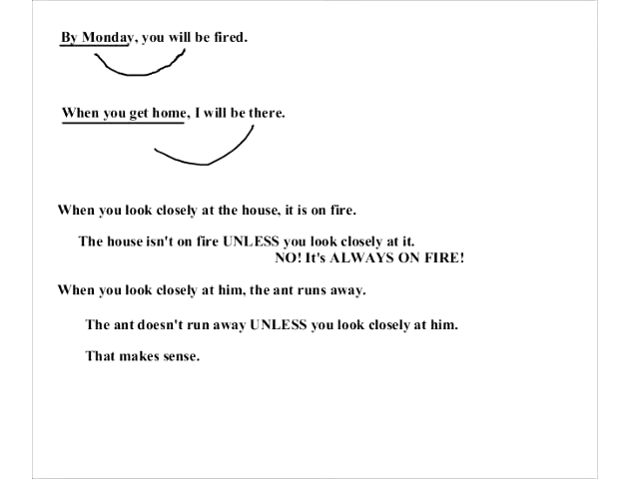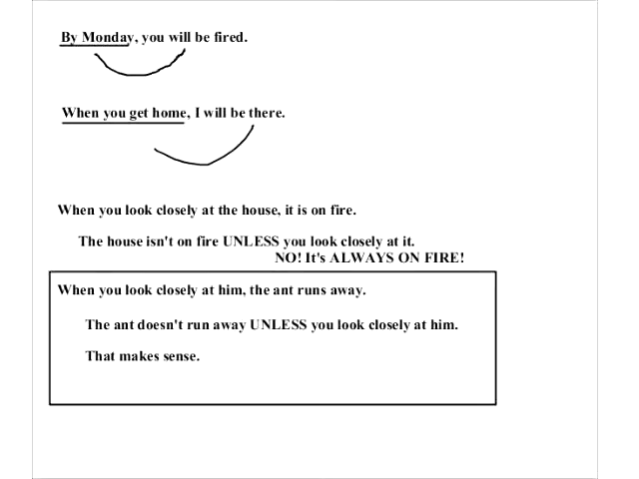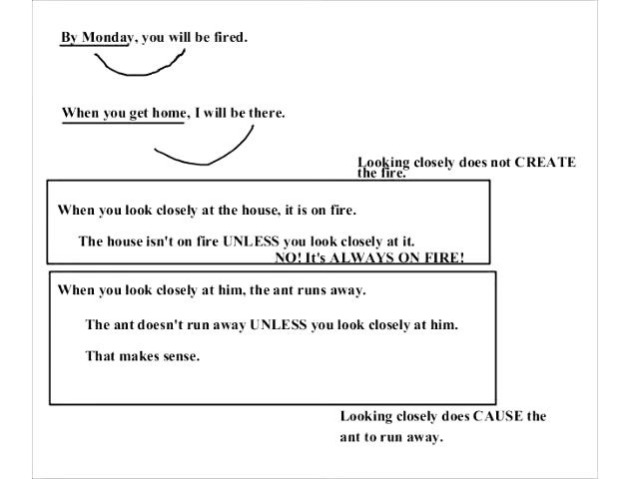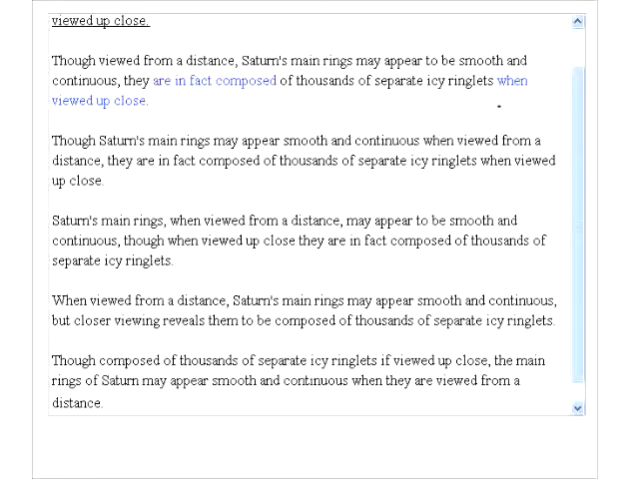Whereas in the second example, which I will box to keep them very separate, the point is that the looking closely actually has the effect of making the ant run away. And maybe I'll add that in there. Looking closely does not create the fire, whereas here, looking closely does cause the ant to run away, right? So now let's go back here.